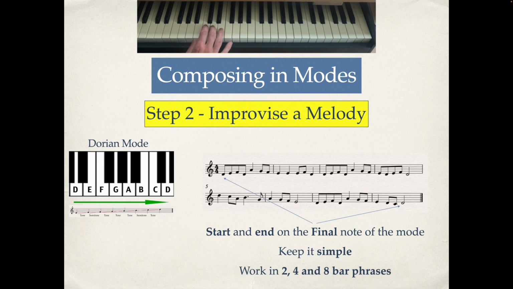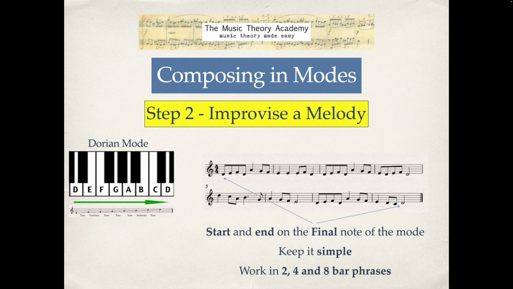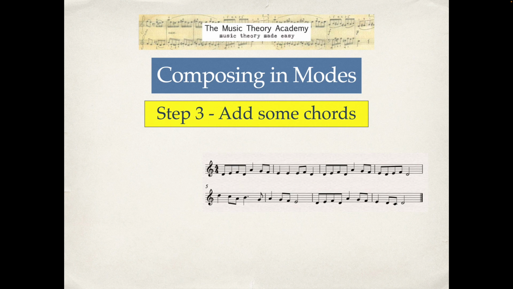It starts and ends on the final note. It's quite simple, but it has this nice sense of balance because it's got 2, 4, and 8 bar phrases. I love the Dorian mode. It gives this lovely wistful quality. So that's improvising a melody, and there'll be different ways that you want to do that. Some of you may do it vocally, on guitar, piano, whatever it may be, but it's improvising that melody. So the next step, step 3, we need to add some chords to this piece that we're developing.